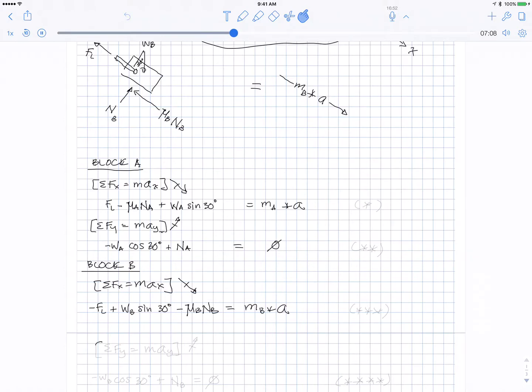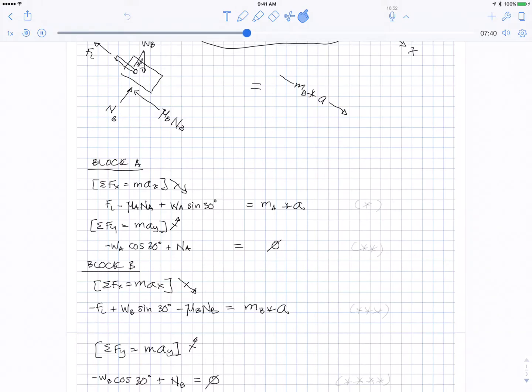And in the y direction, again taking up away from the ground as positive, what we have is minus WB cos 30 degrees plus NB equals 0, because again there is no normal component to the acceleration.